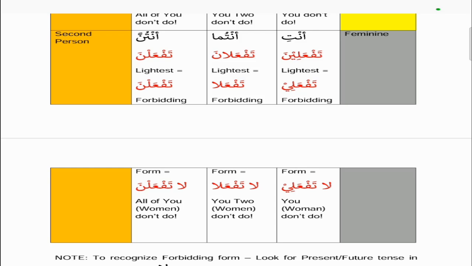change. The normal version is the same. So meaning the normal version is taf'alna, the light version will still be taf'alna, and the lightest version will still be taf'alna. It doesn't change. But then what we do is, because we want forbidding, we put the la in front of it, so it becomes la taf'alna, which means all of you women don't do.